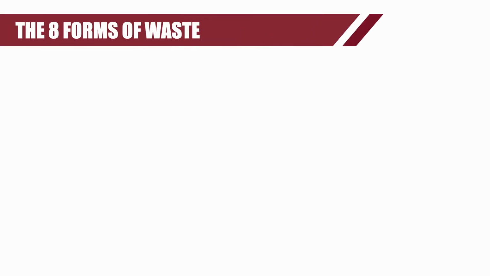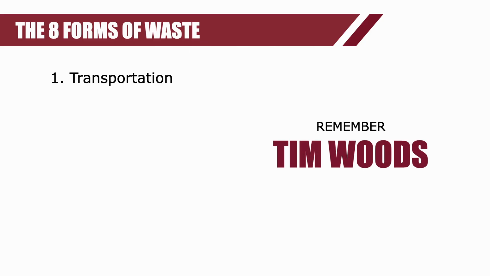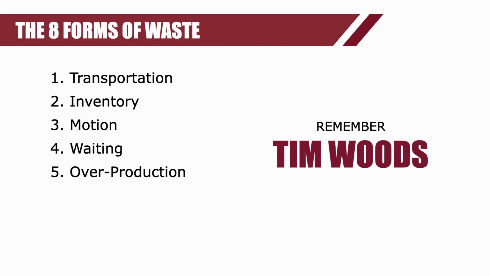The 8 forms of waste. Transportation. So if you want to remember these from an acronym standpoint, I won't necessarily say an easy way, but one way is through Tim Woods, and it starts with transportation. The next is inventory, motion, waiting, overproduction, overprocessing, defects, and skills, underutilized.